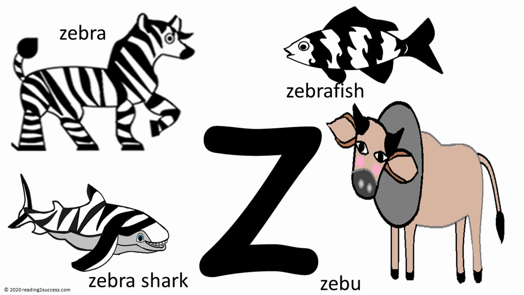Now introduce kids to zebra's friends, and of course they all begin with a Z. We have zebra fish, zebu, and zebra shark.